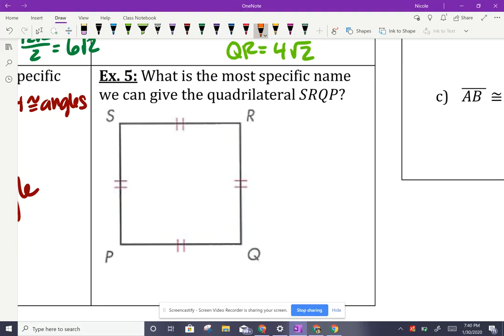Looking at example 5, we're going to do the same thing. Try to decide, based on its information, what I have. So what is the most specific name? So what I'm given is 4 congruent sides. Now, parallelograms, you have 2 sets of congruent sides. They're on opposite sides, but not all 4 have to be congruent.